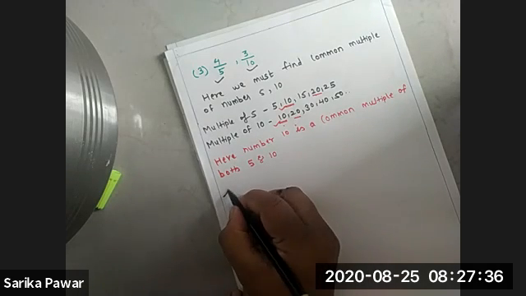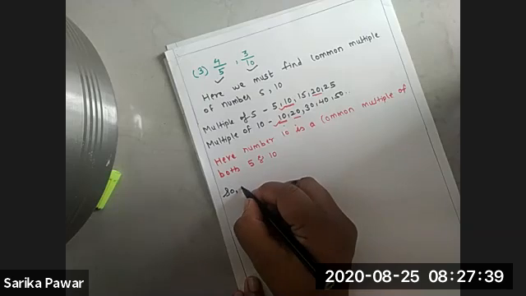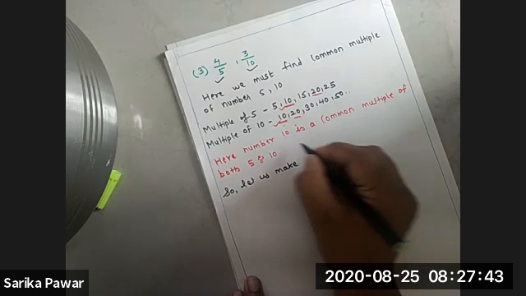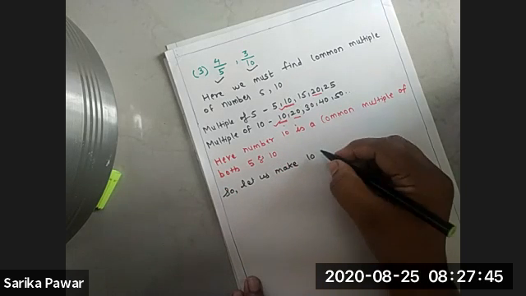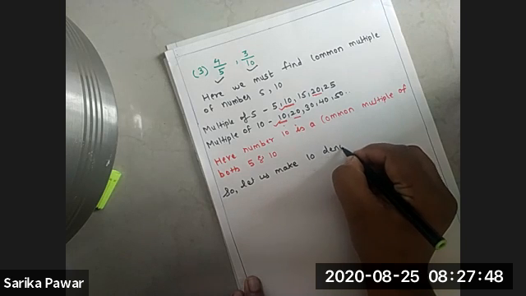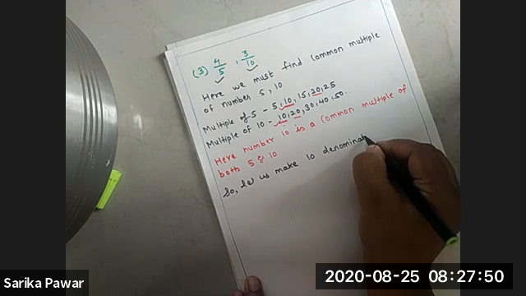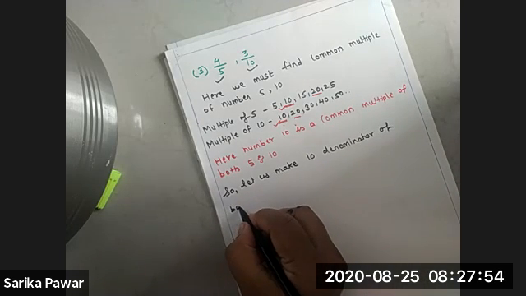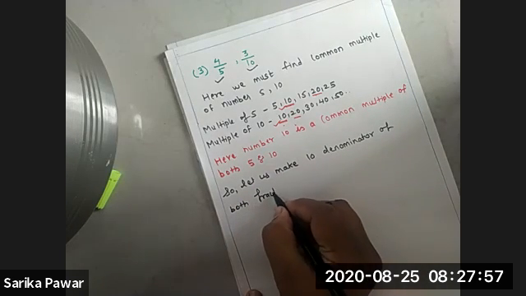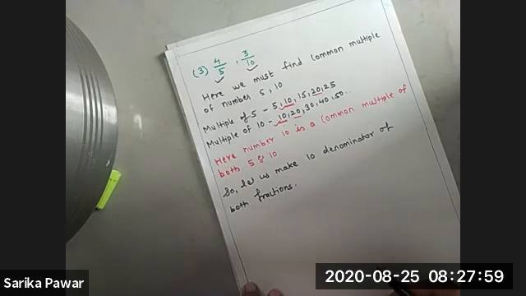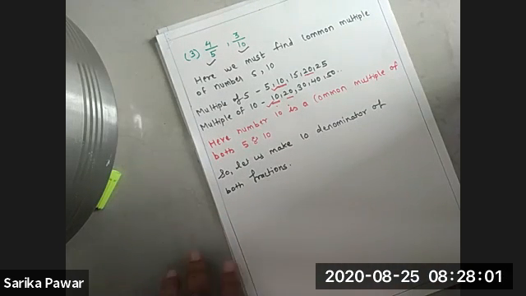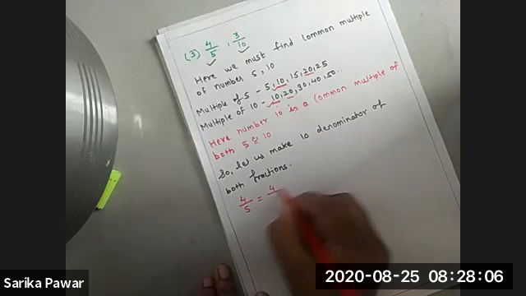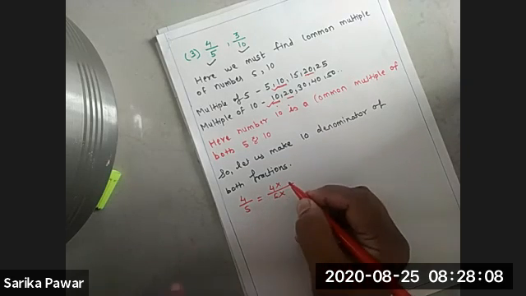So now what we have to do? So let us make number 10 as a denominator of both the fractions. Isn't it? Now see, 4 upon 5. Now which number here we have to multiply?